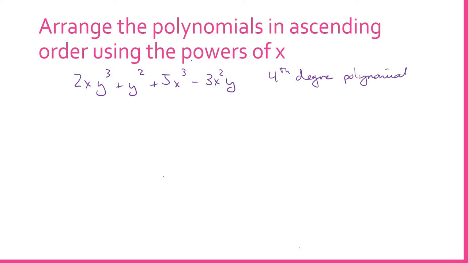And I want to arrange it in ascending order, the smallest x power to the largest. So the smallest x power is the term that only has an x to the 0, no x's at all. So that's my first term. The next smallest is the x term, where the x has the power of 1. Then there's the negative 3x squared y. Notice how that negative sign goes with that term because this is really plus a negative. So minus 3x squared plus 5x cubed. So the x's are in ascending order from lowest to highest.